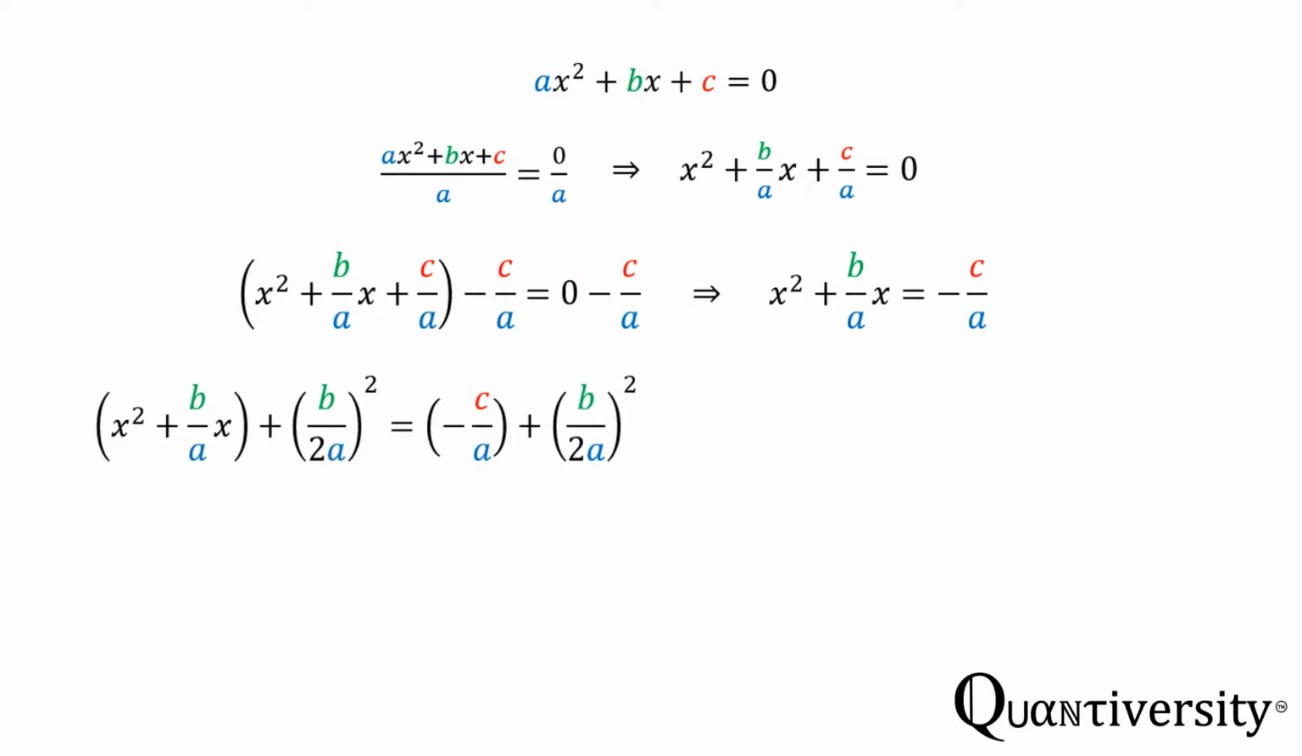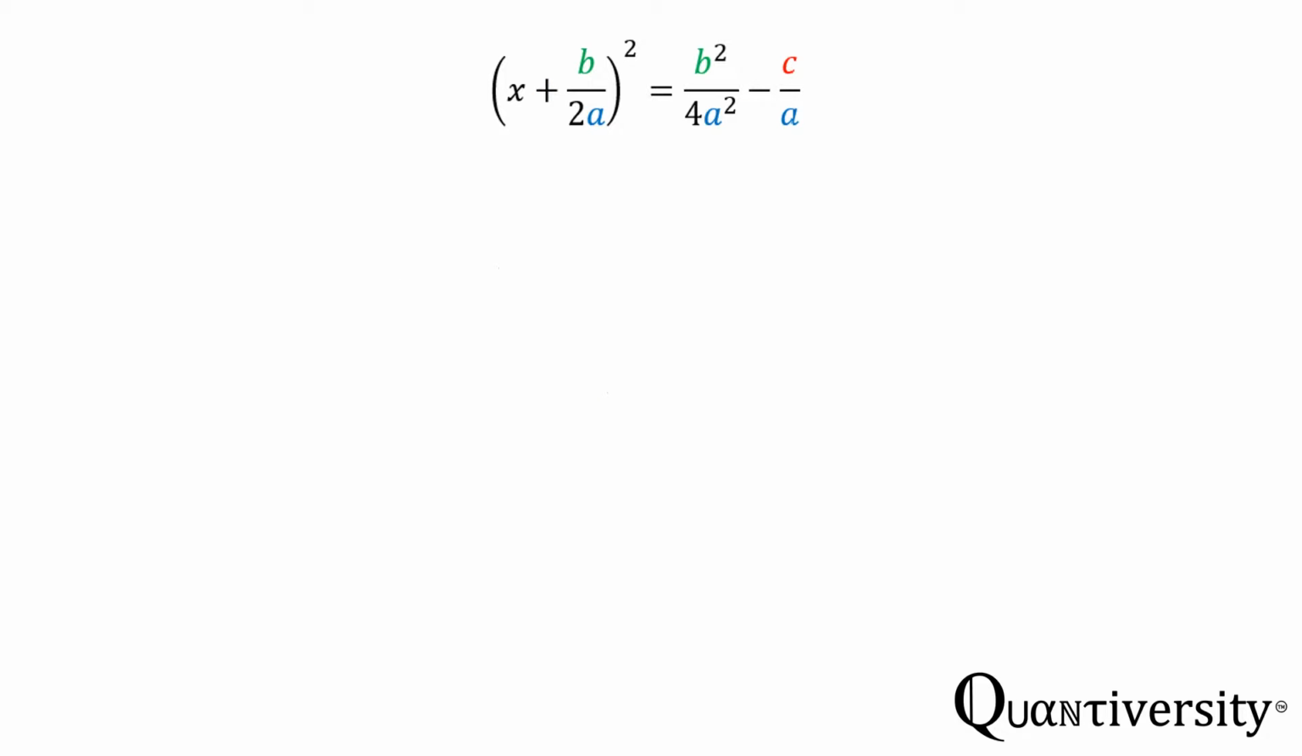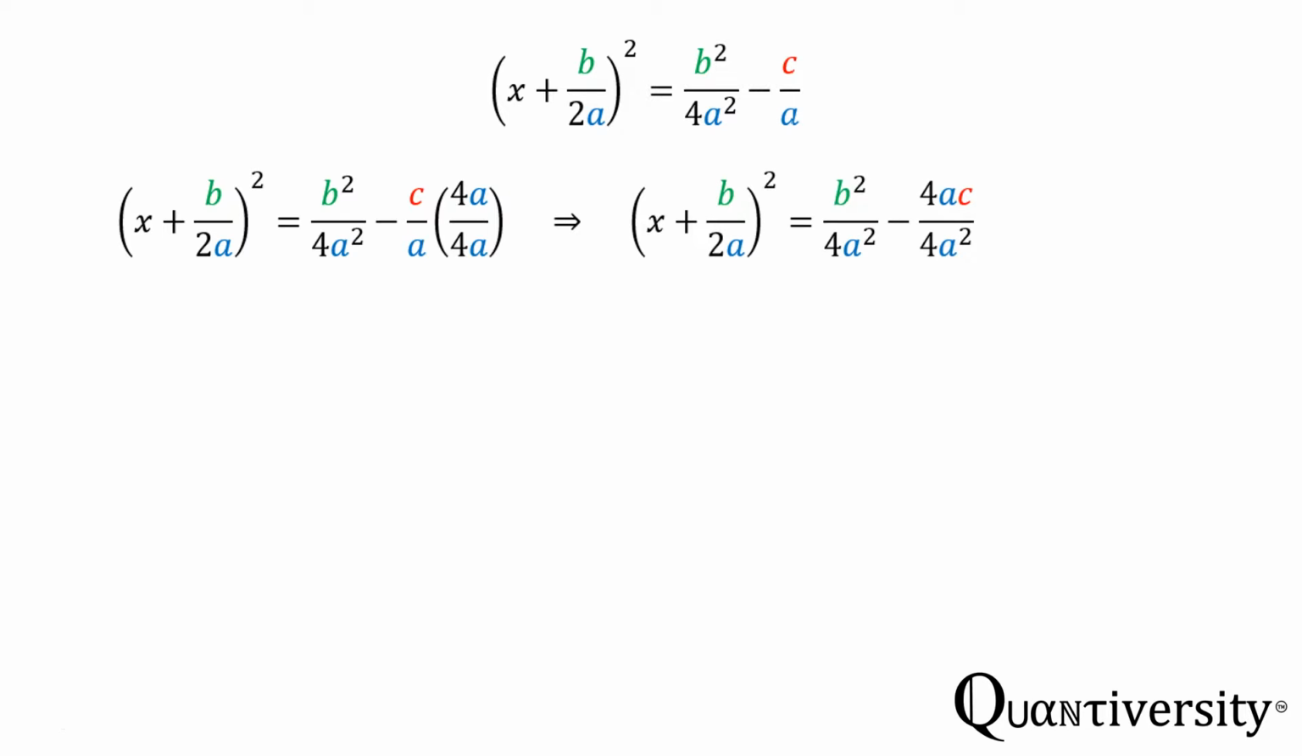Completing the square by adding the square of b over 2a to both sides and simplifying, we obtain that the square of the quantity x plus b over 2a is equal to the difference b squared over 4a squared minus c over a. Using the common denominator 4a squared, the right-hand side of the equation becomes b squared minus 4ac all over 4a squared.